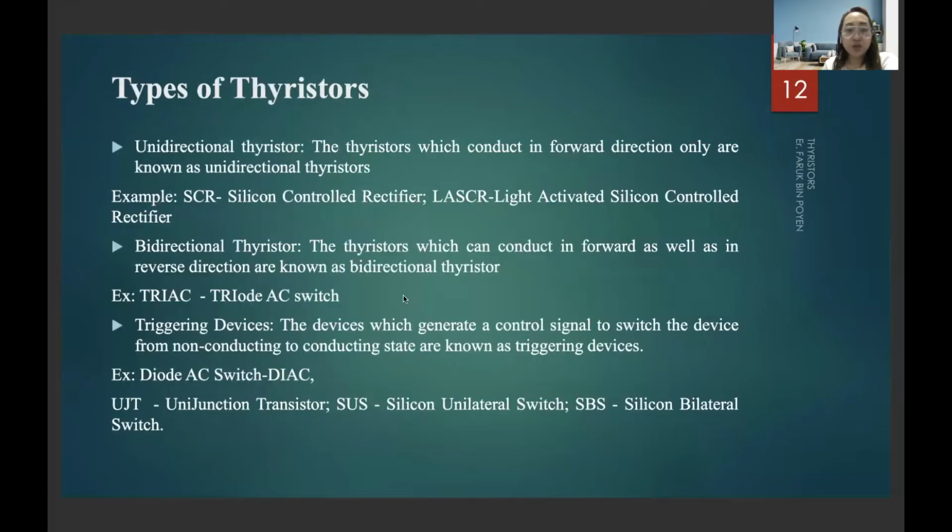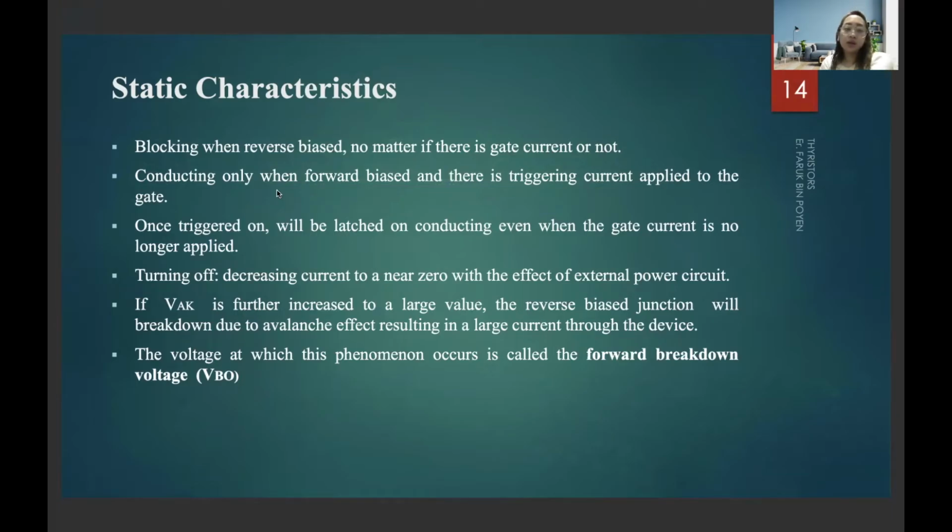We have types of thyristors. We have unidirectional thyristors. The thyristors which conduct in the forward direction only are known as unidirectional thyristors. So we have SCR as a unidirectional thyristor. Characteristic: blocking when reverse biased, no matter if there is a gate current or not; conducting only when forward biased and there is a triggering current applied at the gate. Once triggered on, it will be latched on, conducting even when the gate current is off. Turning off: decrease the current to near zero, by the effect of the external power circuit.